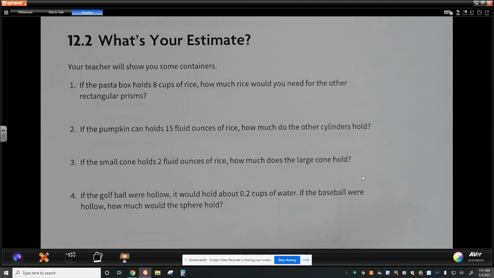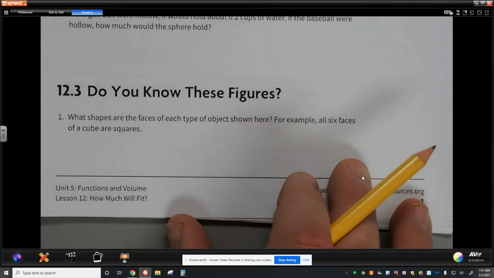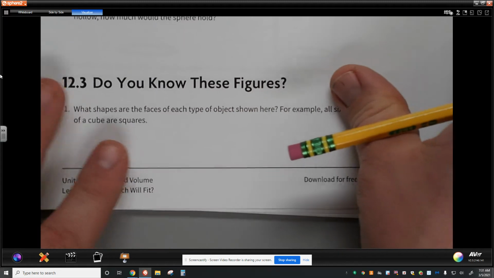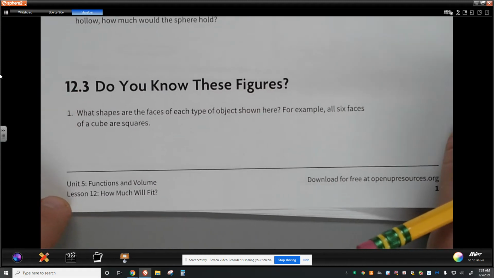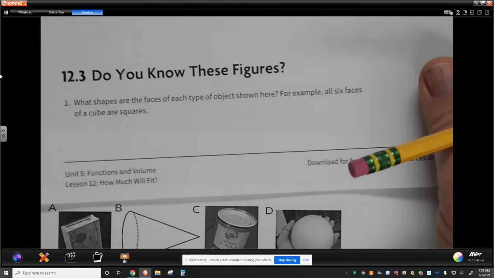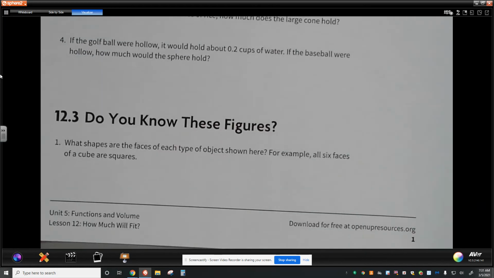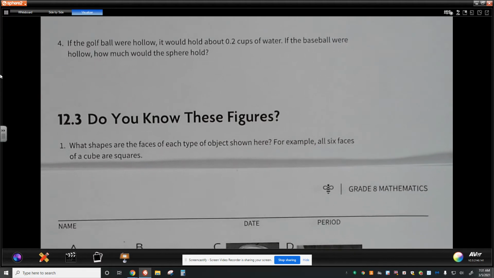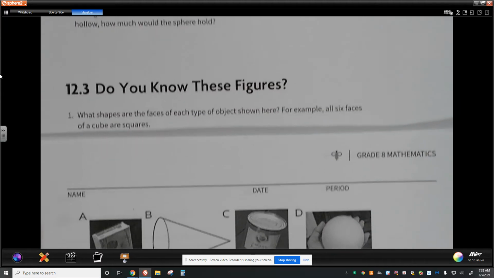So we just answered all these questions, and we're on to the last part. It says, what shapes are the faces of each type of object shown here? For example, all 6 faces of a cube are squares. So when we're talking about the shapes, we're talking about these shapes here on the next page, on page 2. It says, what shapes are the faces of each type of object shown here?